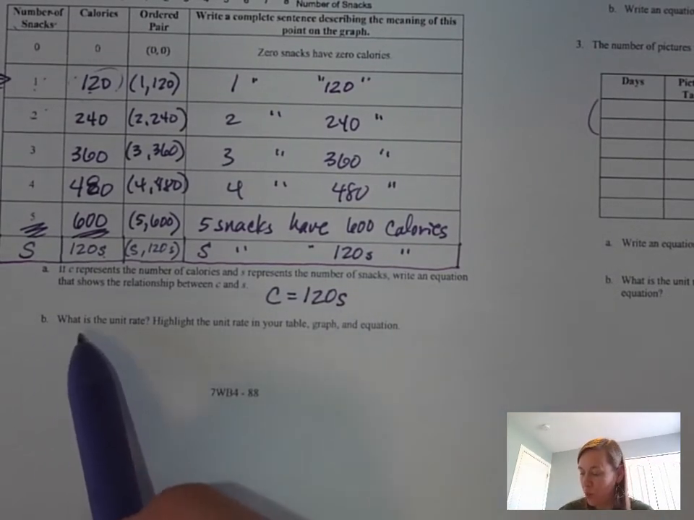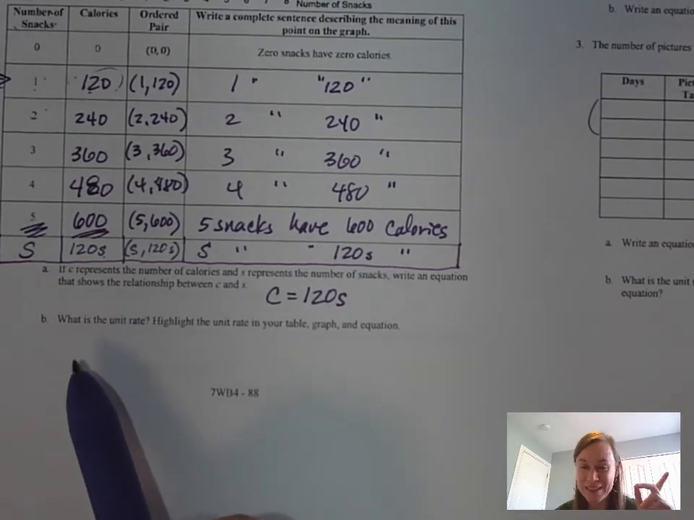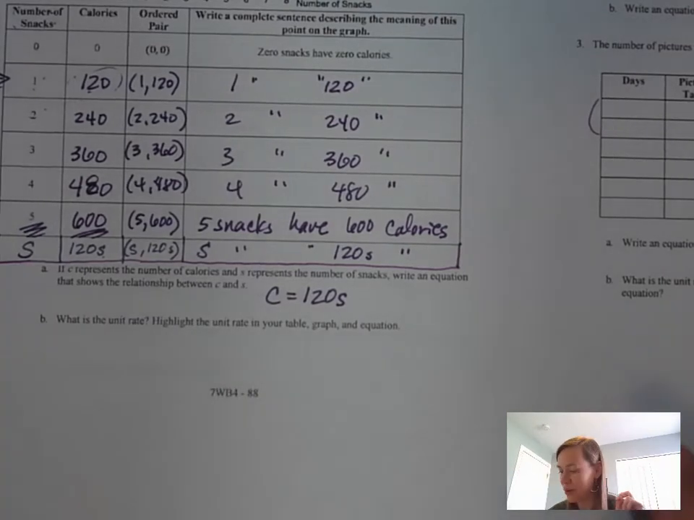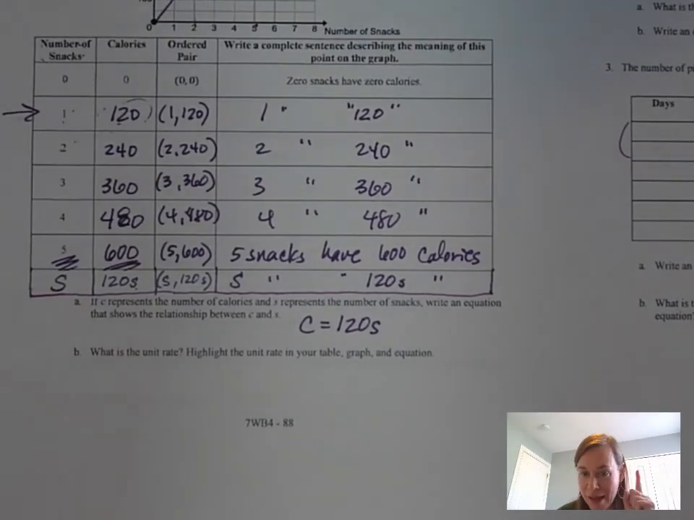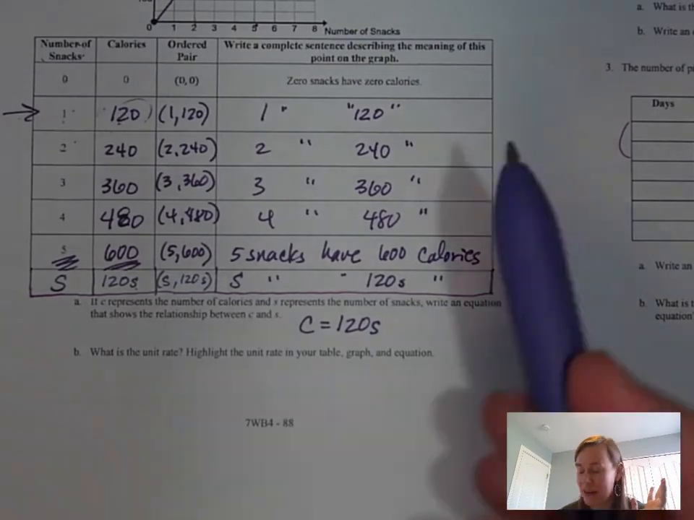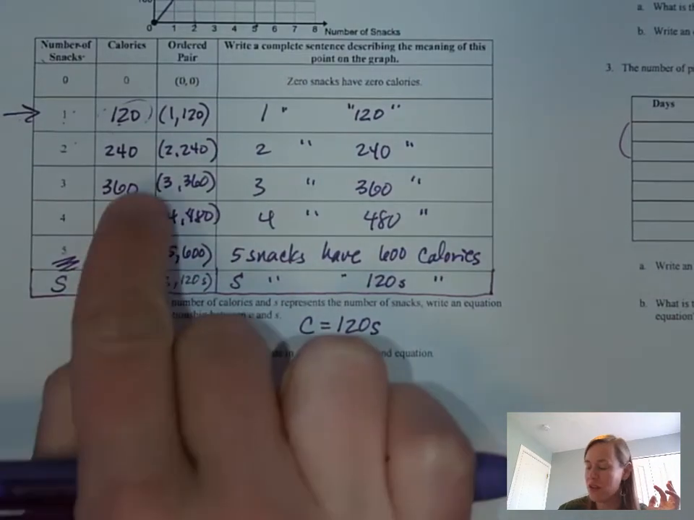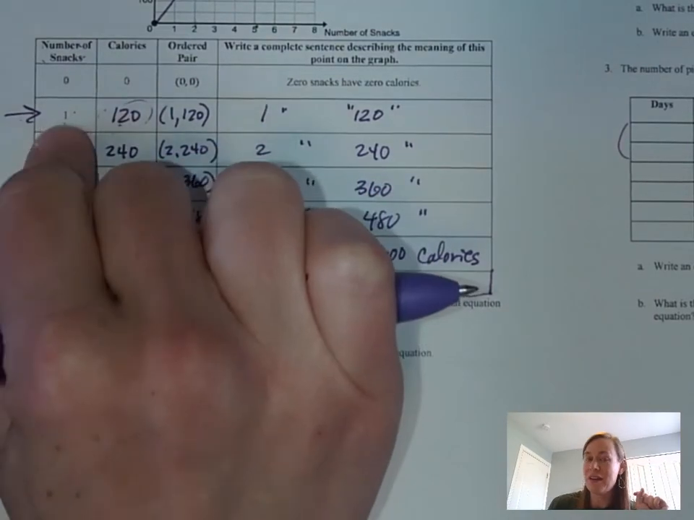Okay, question B, what is the unit rate? Now we were talking about that a second ago, but I wound up whiting it out, so we're going to talk about it again. It says highlight the unit rate in your table, graph, and equation. So a couple different ways to find the unit rate. If you want just one prepackaged, always will work formula for how to find the unit rate, take one of your y values and divide it by the corresponding x value. So you could do 240 divided by 2, or you could do 600 divided by 5. Or you could do 120 divided by 1.